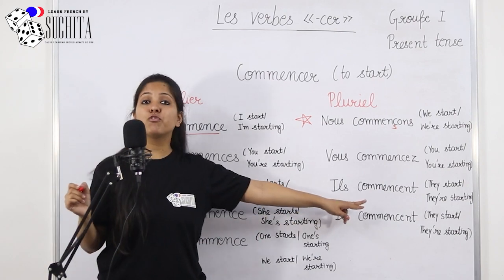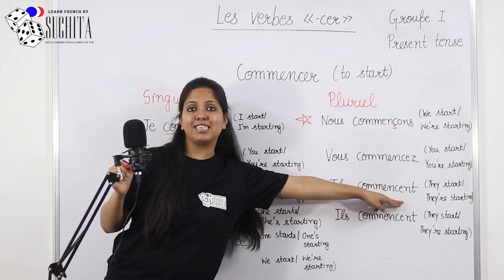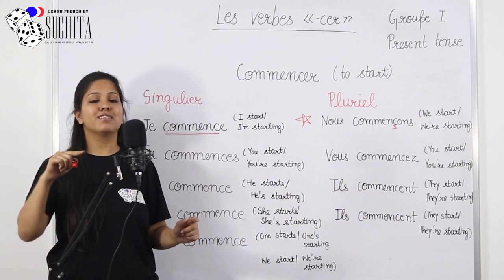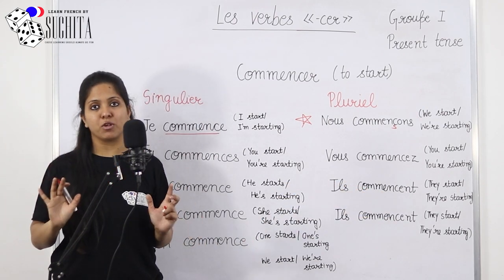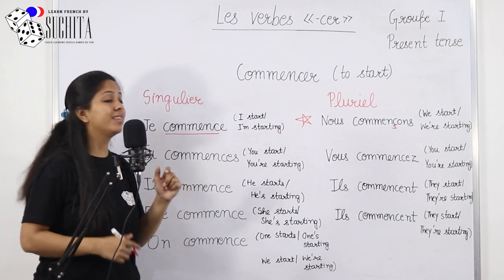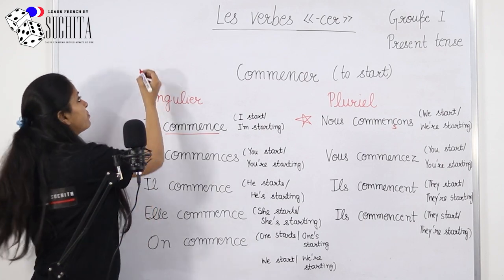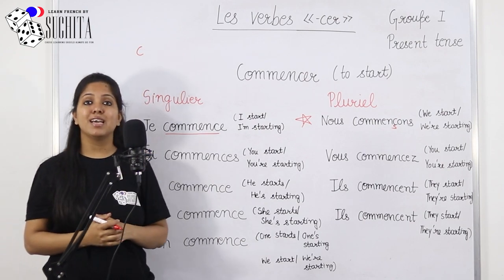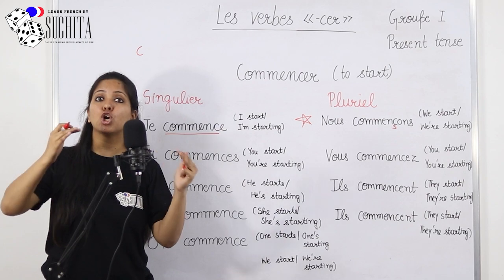In case of verbs, if you have ENT at the end, you don't pronounce that. It is not il commençant, it is il commence. Now, what is the use of this accent then? That comes from the rule of phonetics. C has both the pronunciations k and s.